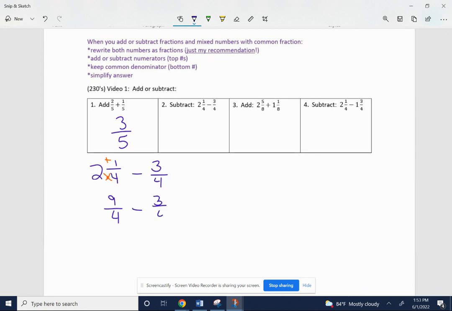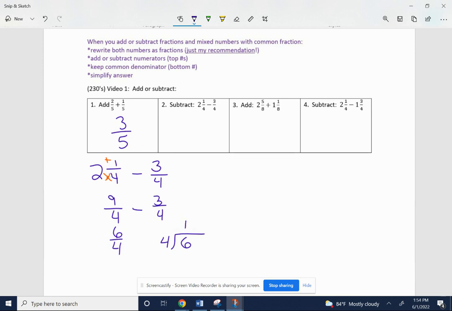Now we're going to take 9/4 minus 3/4. So now that they're both fractions, we just keep the 4 the same and subtract 9 minus 3, and 9 minus 3 is 6. Okay, it can be reduced. You can divide 4 into 6. It's improper. So at the end, it's good to change it to a mixed number.